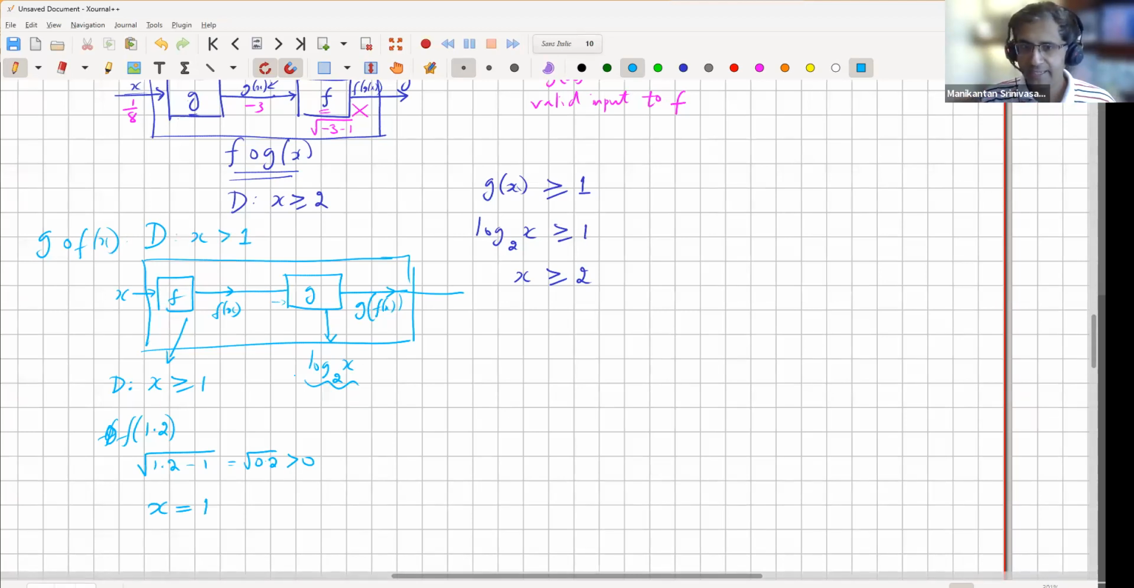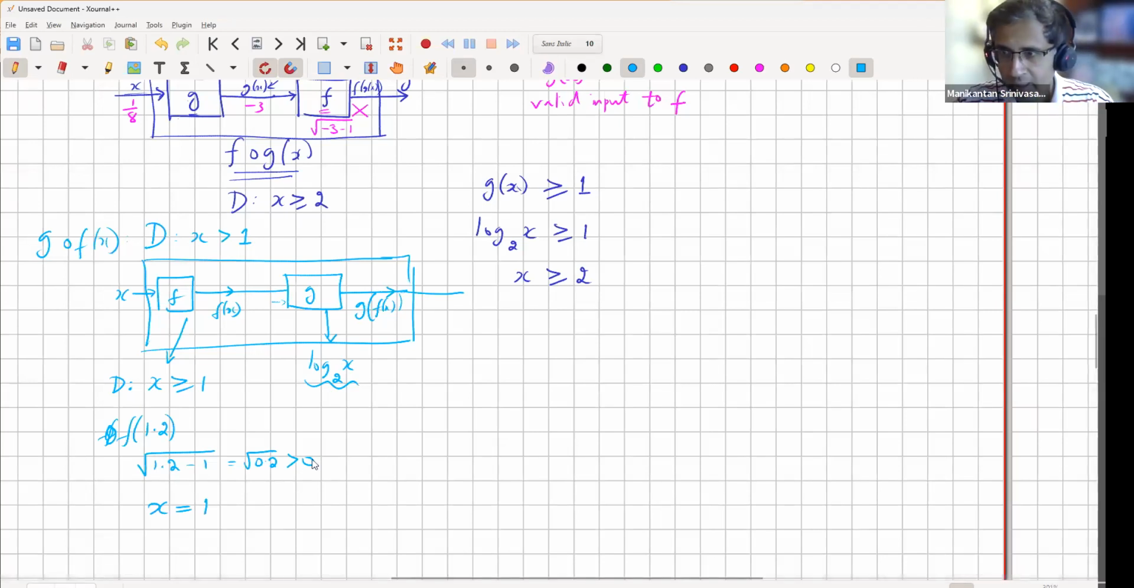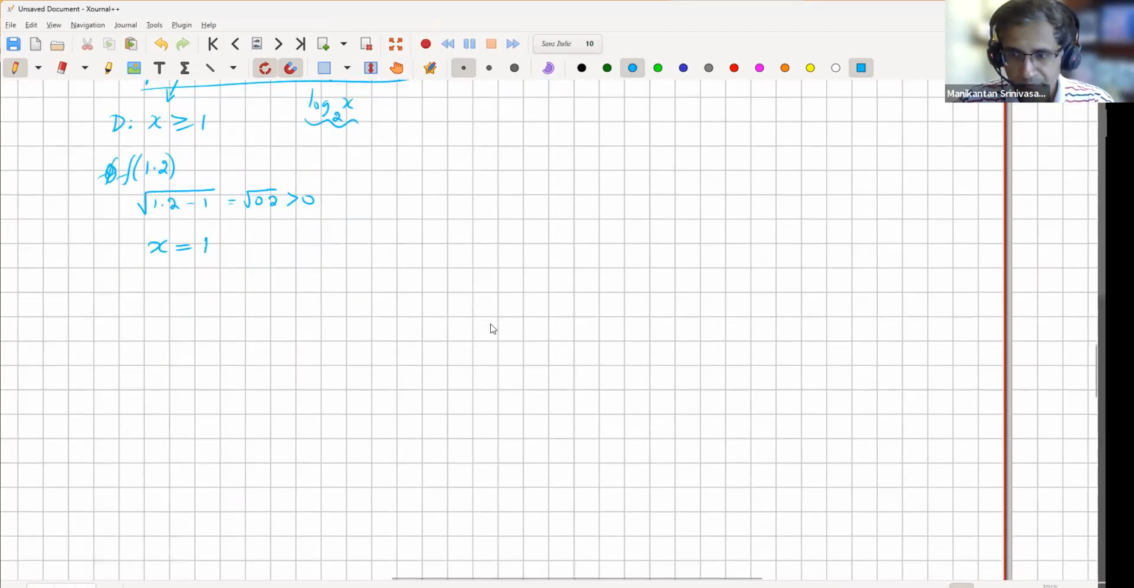So the idea is very simple. You look at the first block that X is going to pass through. In this second example, it's F. The domain can be at best the entire domain of the first function, or it could be a smaller collection than that. Why would it be smaller? Because some of the outputs from the first block may not be valid inputs for the second block. That's all there is to it. Okay, sounds good.